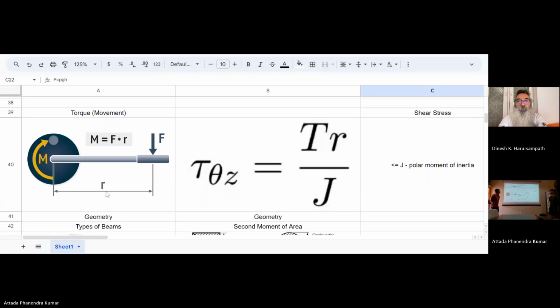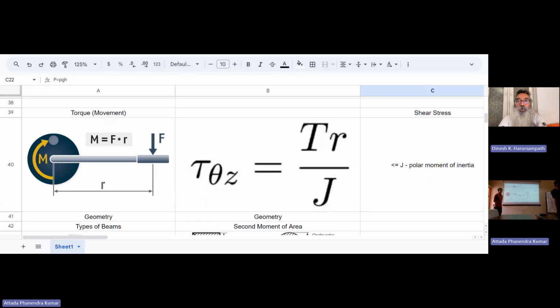So now we're going to talk about torque. Torque is very similar to moment in a way. So we can relate torque to shear stress by the following equation, where we have torque times the distance from the point of torque divided by the second moment of inertia, or the moment of inertia.